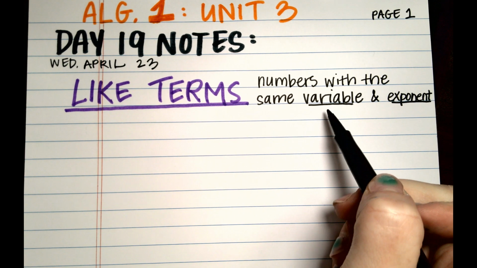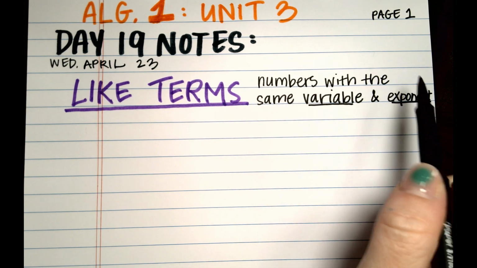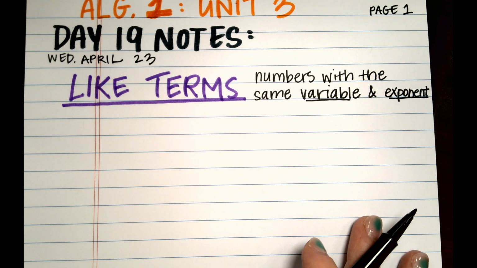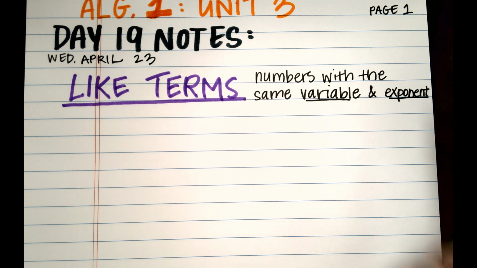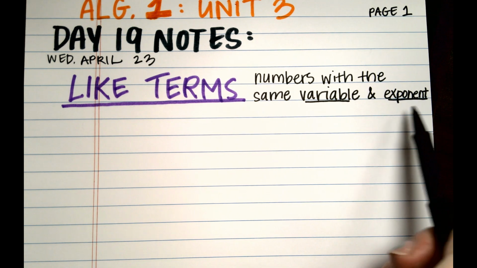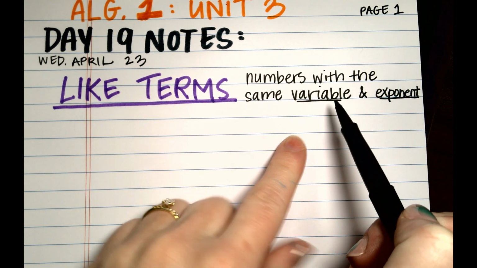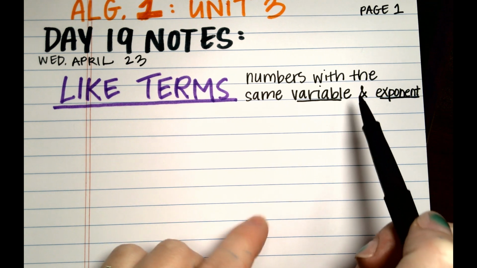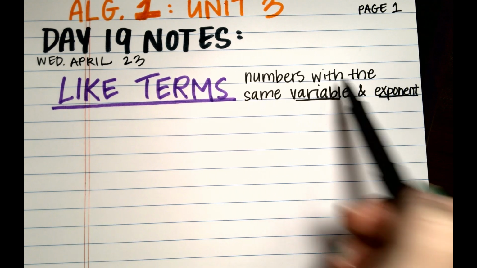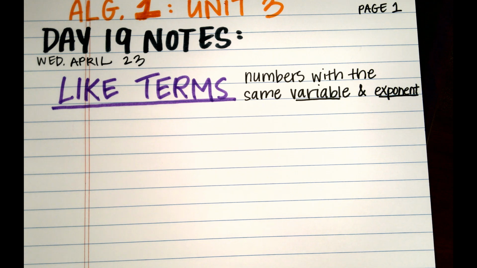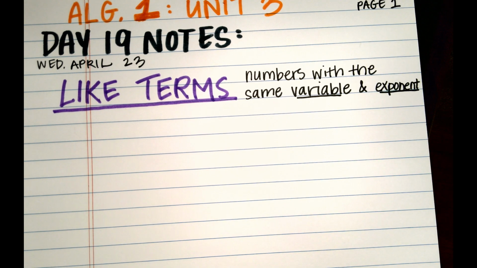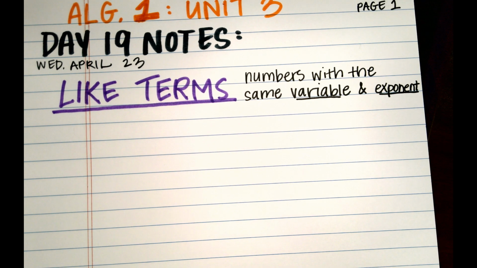First of all, what is a variable? Isn't that the small number over the top of the big number? Backwards. That's an exponent. You're correct there. A variable is a little different. Anybody know what a variable is? X or Y, your X, your Y, your Z, your Q. It's a letter that represents a number we don't know. But you are correct in saying that the exponent is that little number that goes above. So we're going to talk about what like terms are.